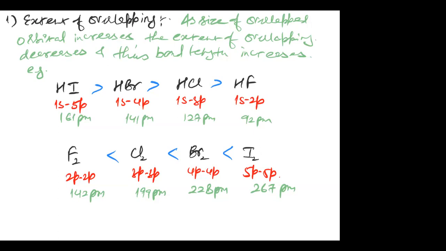So extent of overlapping. As size of overlapped orbital increases, the extent of overlapping decreases, and thus bond length increases. Apart from extent of overlapping, another factor is electronegativity difference.